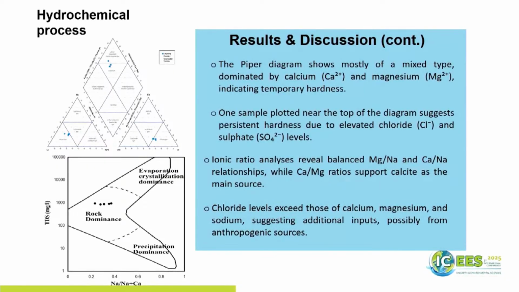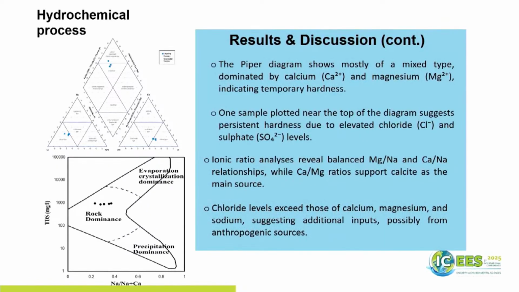So with regard to our Gibbs plot that we also plotted, we realized there's a relationship between our ions such as magnesium and sodium, as well as calcium and sodium. So that relationship between the ionic ratio between the calcium and magnesium, which is a dominant ion between the two of them, shows that calcite is the main source of where the pollution is coming from.